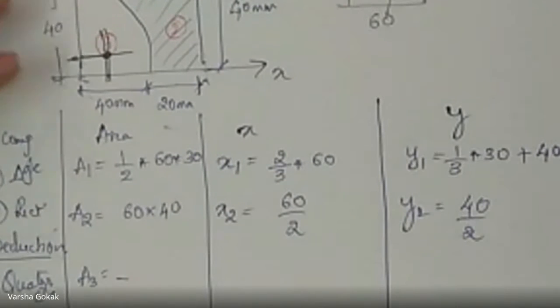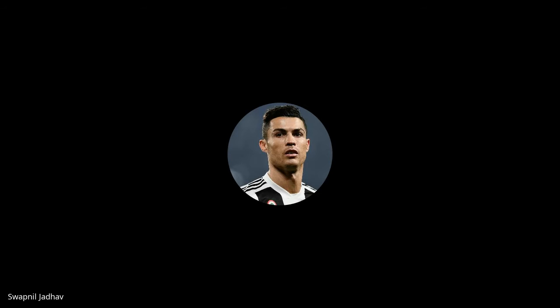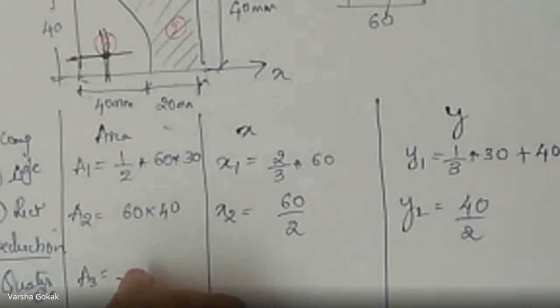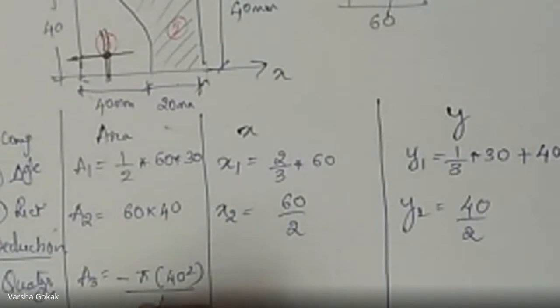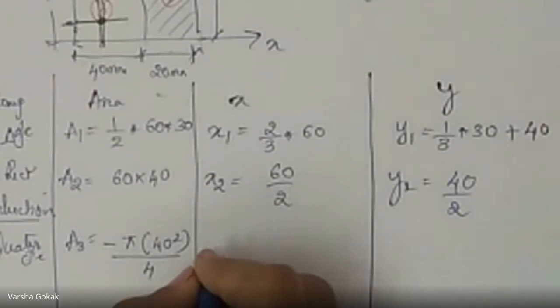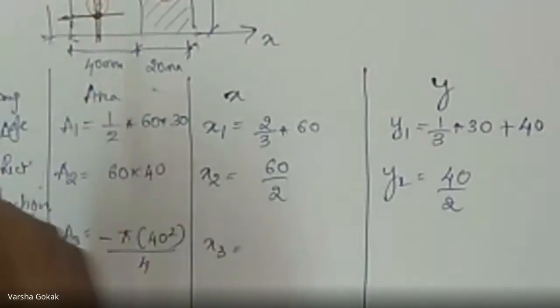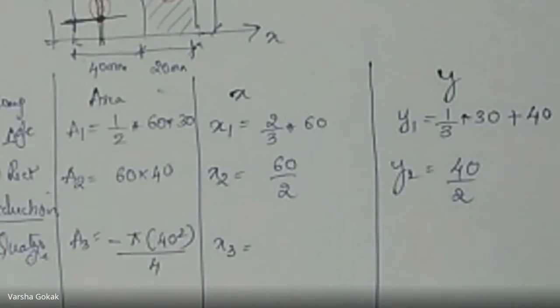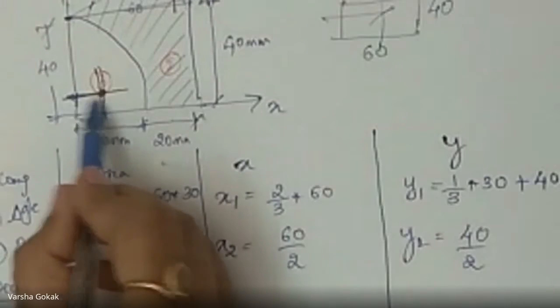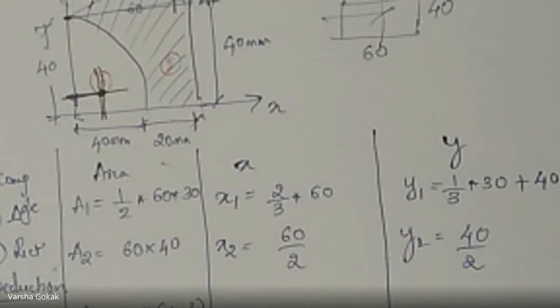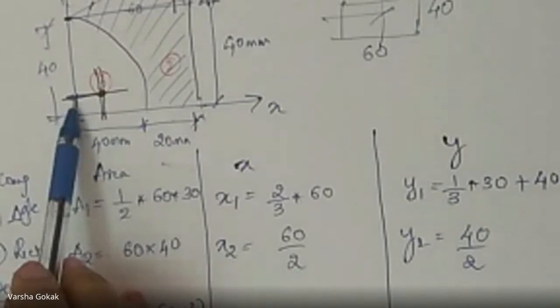What is the area of a quarter circle? Pi r square by 4. Correct. Here in our case r is 40. Pi r square by 4. Right? Tell me the x3 value. x3 is going to be from here to here. How much is that distance? From here to here. How much is this?